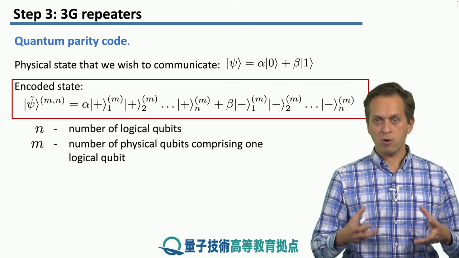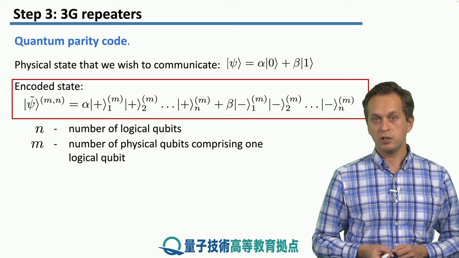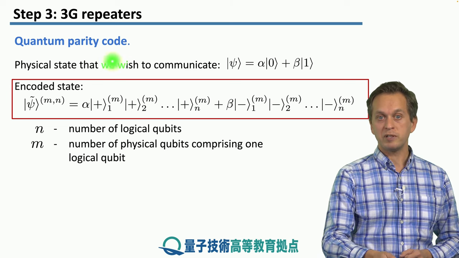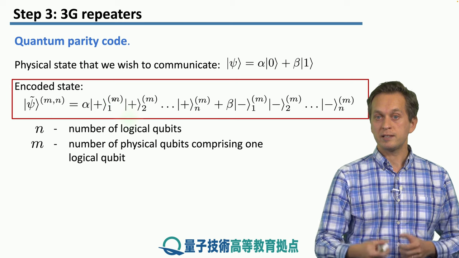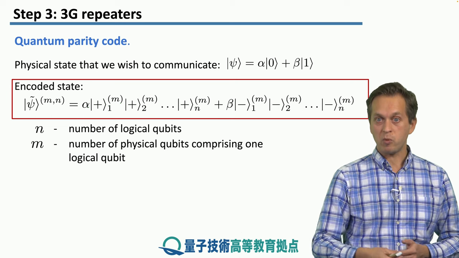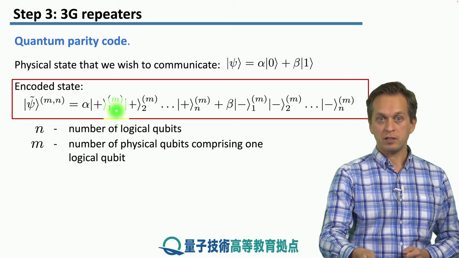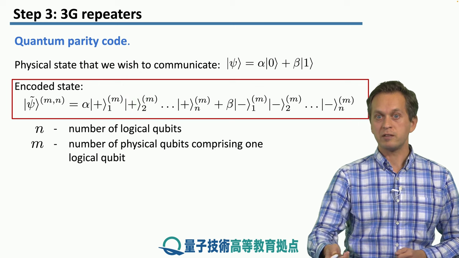So before, we were always encoding our information into a single logical qubit. Here, we've got multiple logical qubits. So these are represented by these kets. This ket psi 1 is the first logical qubit. Ket psi 2 is the second logical qubit. And each logical qubit is comprised of m physical qubits. So you can imagine that this state is not really a single qubit, it's m qubits. This state is also m qubits, and so on.